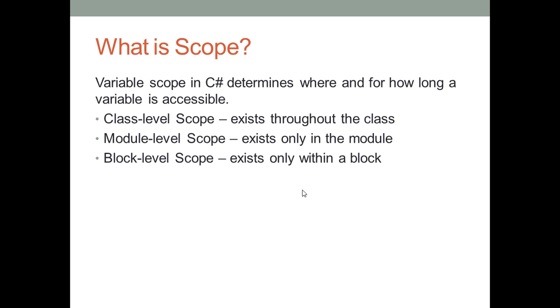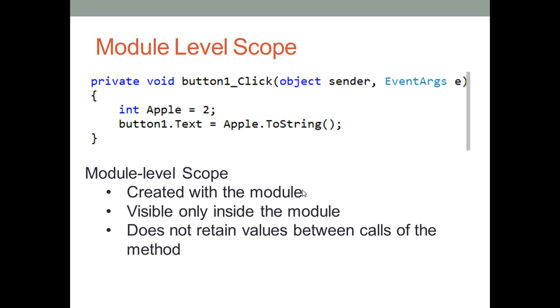We're going to talk briefly about three kinds of scope. Class level scope, which exists throughout the class. Module level scope, which exists only within a particular module and isn't visible outside of the module. And then we're going to talk about block level scope, which only exists within a block of code. We'll see how that works. But we're actually going to start in the middle, in the mid-range, with module level scope.